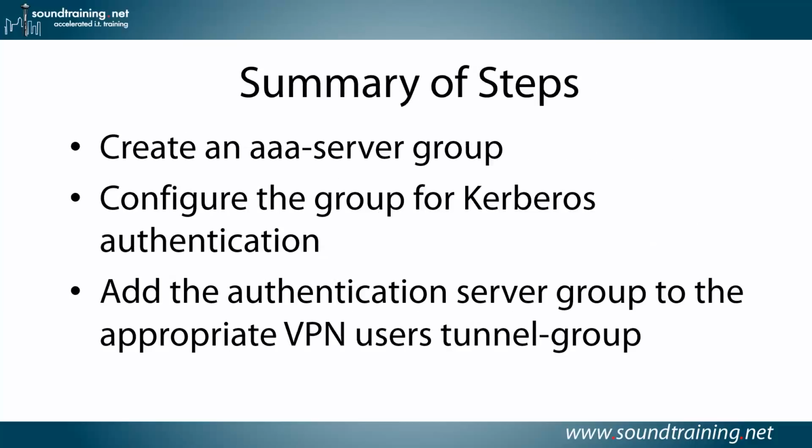Here's a summary of the steps. You'll create an AAA server group. You'll configure the group for Kerberos authentication, and you'll add the authentication server group to the appropriate VPN user's tunnel group. It's really about all there is to it. It's pretty straightforward.